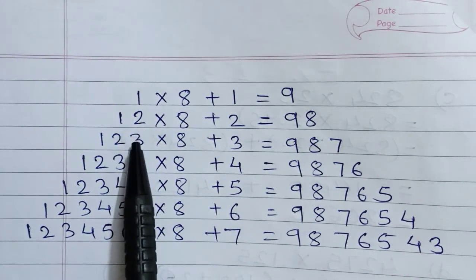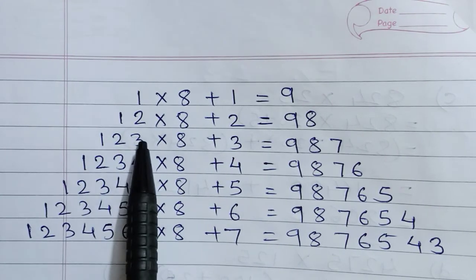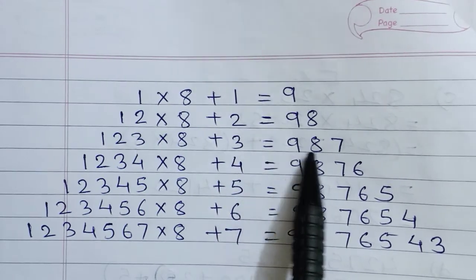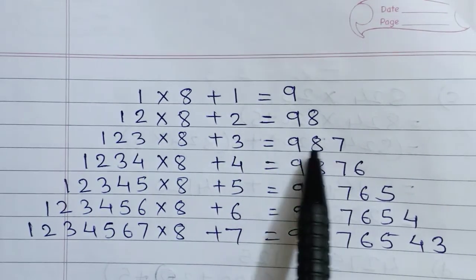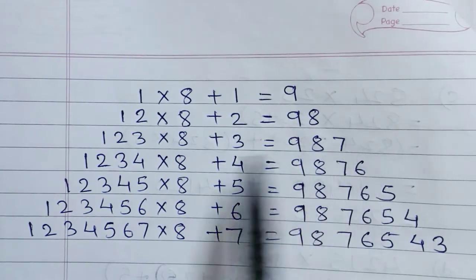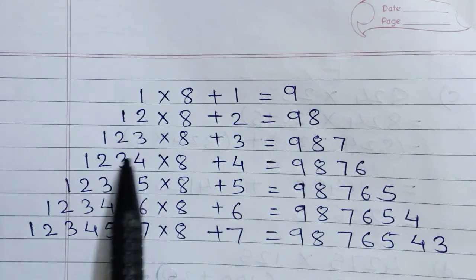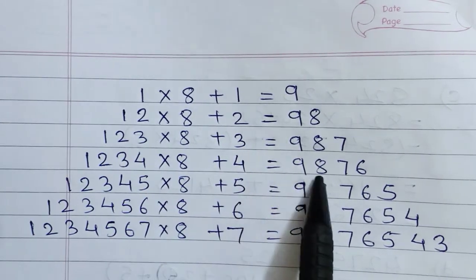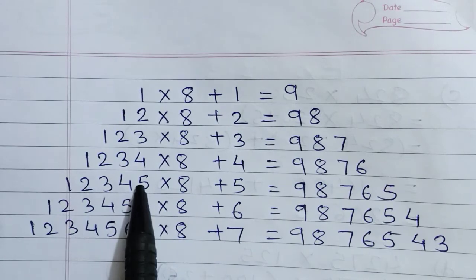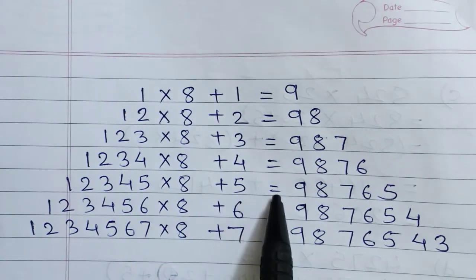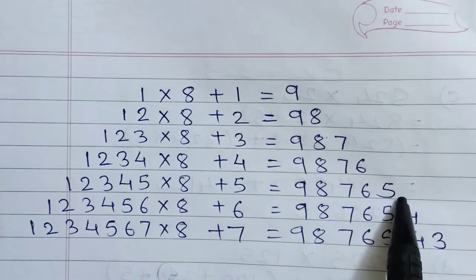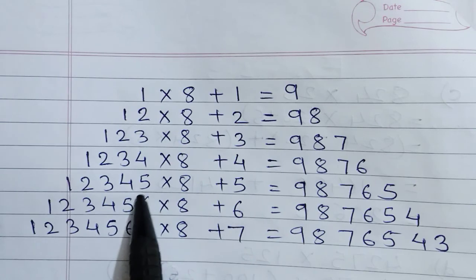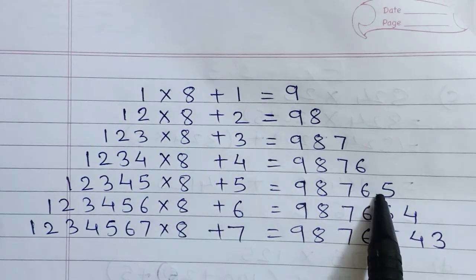Now here instead of 12 they have added the next number. So it becomes 123 into 8 plus 3. The next number is equal to 987. So 987. See, this is the decreasing order and here it is the increasing order. So in the next step 1, 2, 3, 4 into 8 plus 4 gives 9876. 1, 2, 3, 4, 5 into 8 plus 5 gives 98765. This number is coming at the end of this number and at the end of the product also.